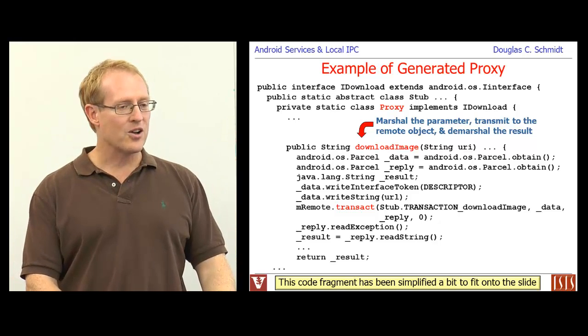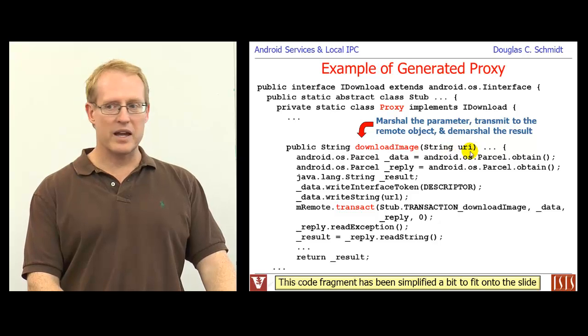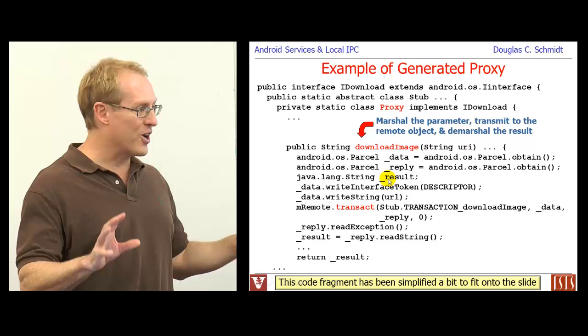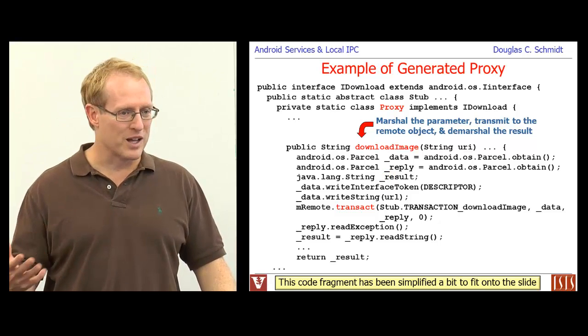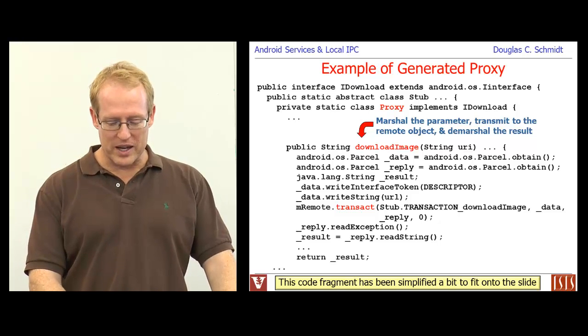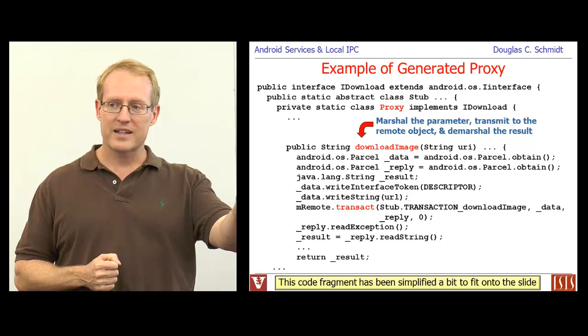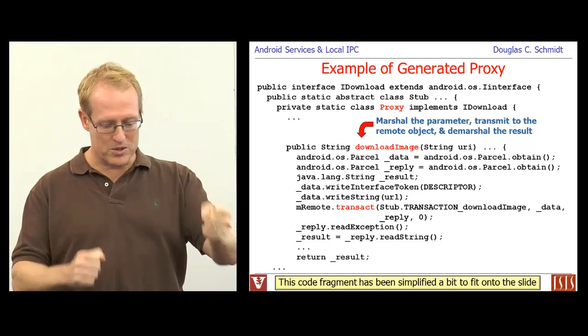So when the client calls download image on the proxy, what happens, as you can see here, is it takes in the string, which is the URI, and this code, by the way, is all auto-generated by the AIDL compiler. And as you can see when you look at it, it's pretty low level and nasty. And what it's essentially doing is it's creating a pair of parcels to contain the data that we're going to send over there, and to get the reply back, it's creating these two parcels.